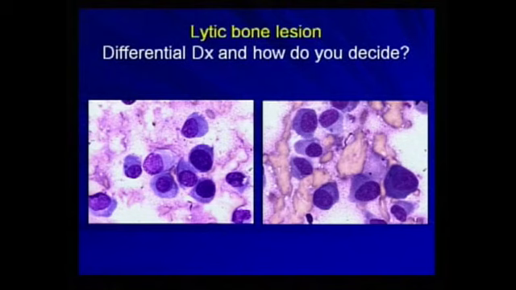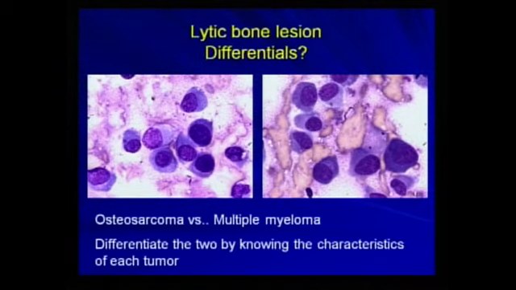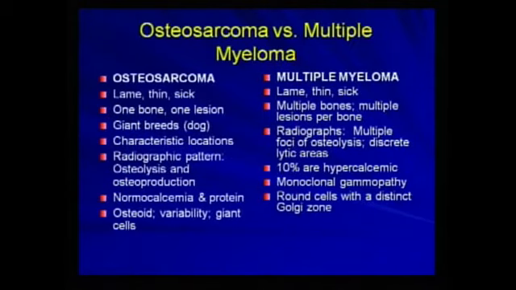Lytic bone lesion, differential diagnosis, and how do you decide? Well, plasma cell tumors tend to be individualized. They have no matrix. And it is much less likely to see those large multinucleated osteoclast-like cells. So as we compare these two tumors, both of them will result in a lame, sick animal.